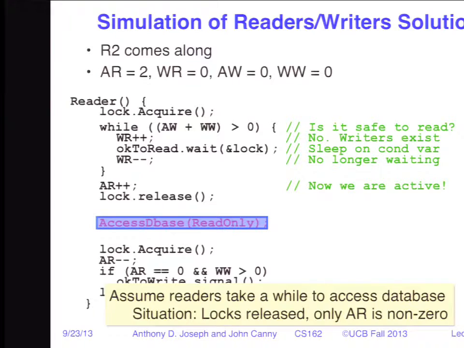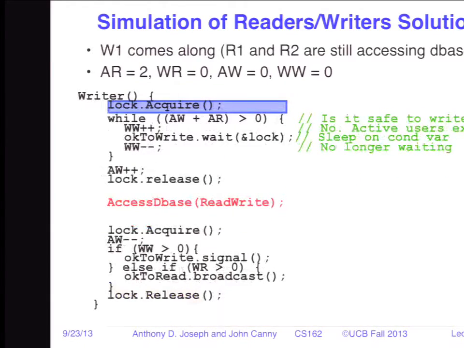Reader 1 is reading away. Reader 2 comes in and is reading away. So we're assuming both of these readers take a long time. So they're running in the database. But they're only doing read operations, so we know there can be no conflict. Yeah, question in the back? Okay. All right, so no locks are being held because none of the threads are manipulating the state variables, and there are 2 active readers. Okay, so writer 1 comes along.